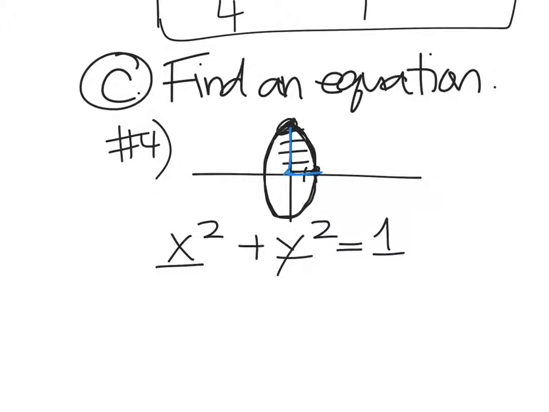Left and right is a distance of 2. We square that number and write 4. Up and down is a distance of 4. We square that number and write 16.